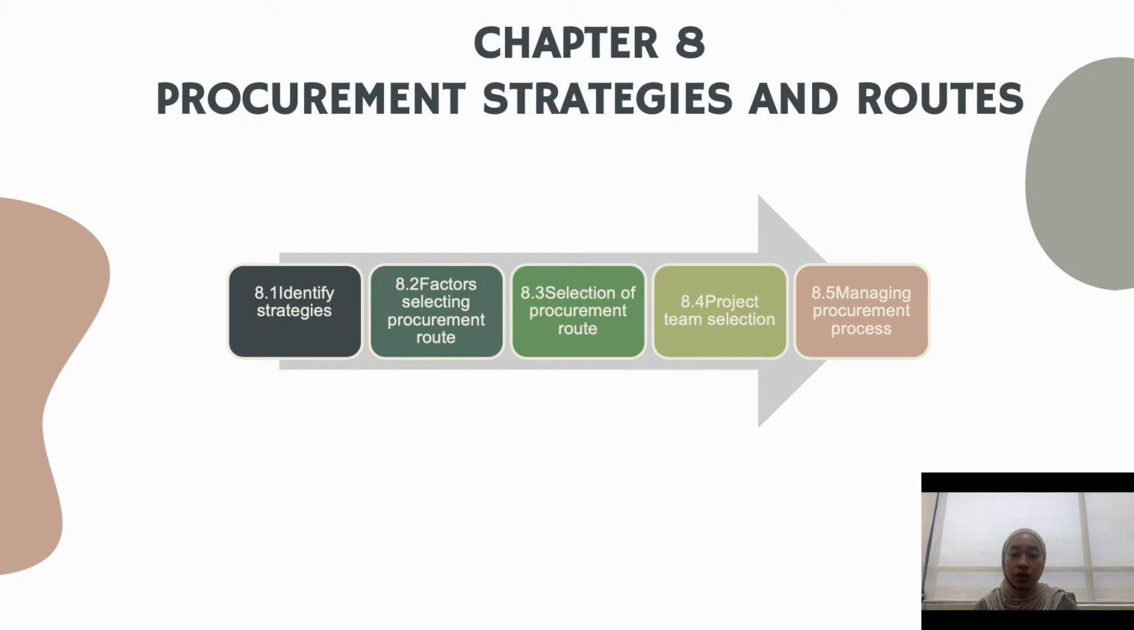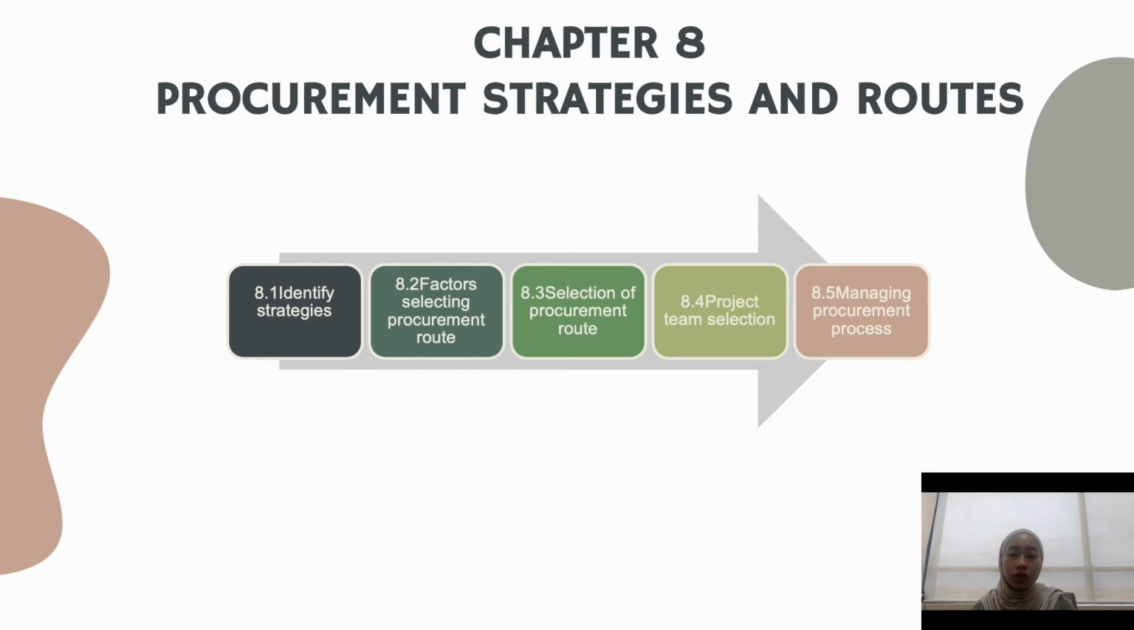In this chapter, there is identified strategy. The client must decide the importance of the three main objectives such as time, cost, and performance of completed project. Next subtopic is selection of procurement route. In this subtopic, the student should consider when evaluating the most appropriate procurement strategy like external factor, client's resource, and project characteristic, ability to make change, cost issue, and also timing.